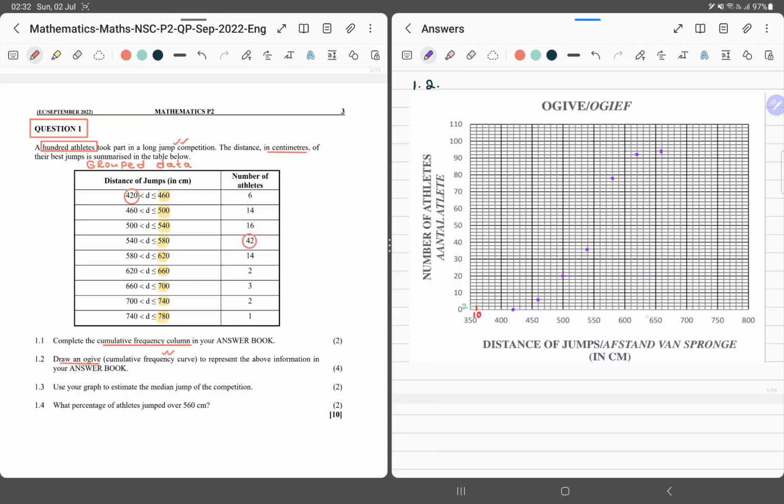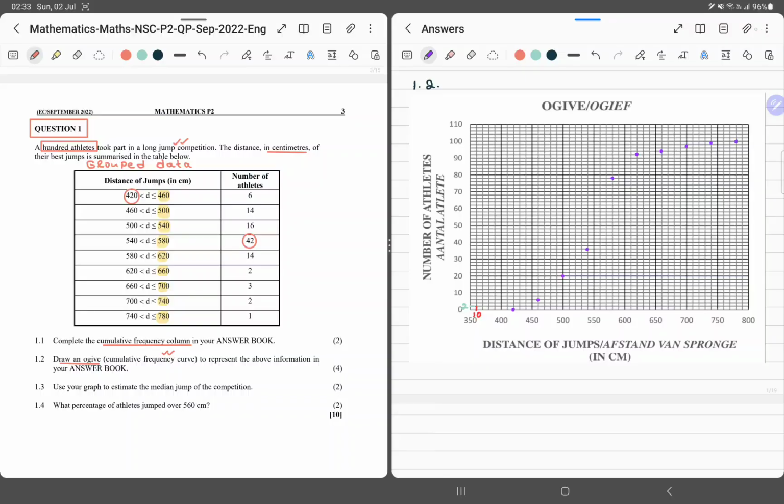Okay, so 94 over there, 660. Then 700 went with 97, so this is 94. 96, 97 is going to be in between. Okay, sometimes it's not going to be exactly accurate. And then 740 went with 99, so 99 is also in between there. And then 780, 60, 70, 80 is with 100.